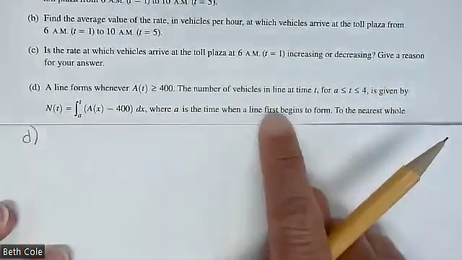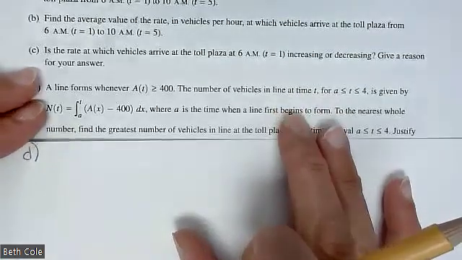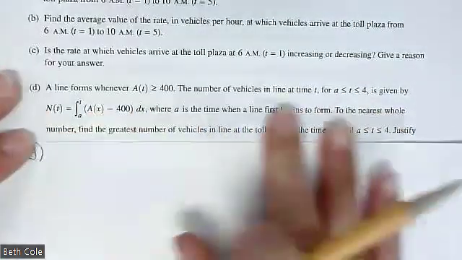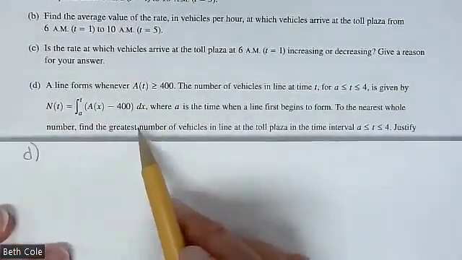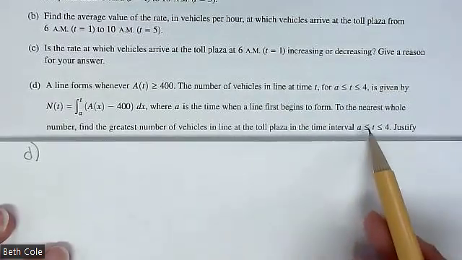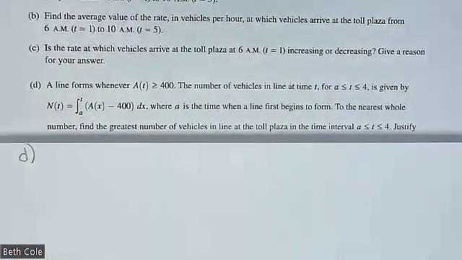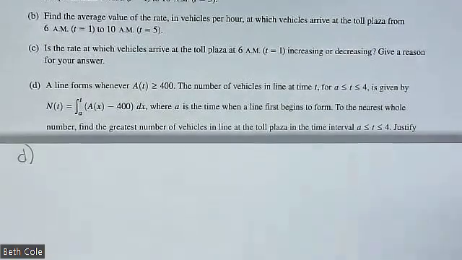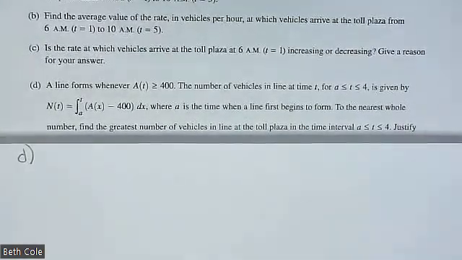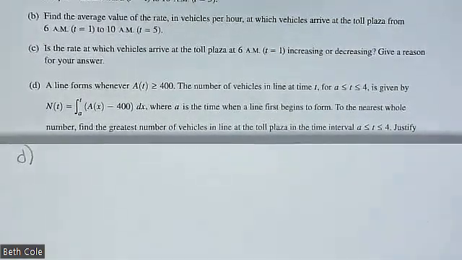Okay, A is the time when the line first begins to form to the nearest whole number, because we're not going to decimal point a car. Find the greatest number of vehicles in line from A to 4. What did you say when we were going over that other problem? Because I really liked that and I'm going to steal that. Let's graph it and find out what happens.